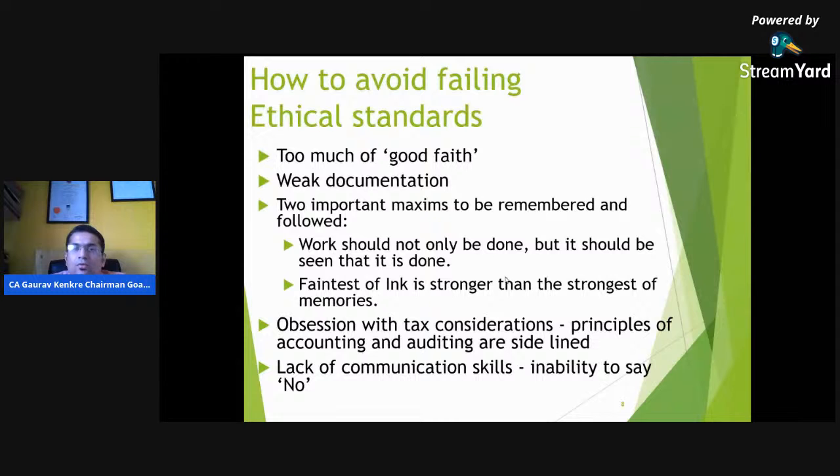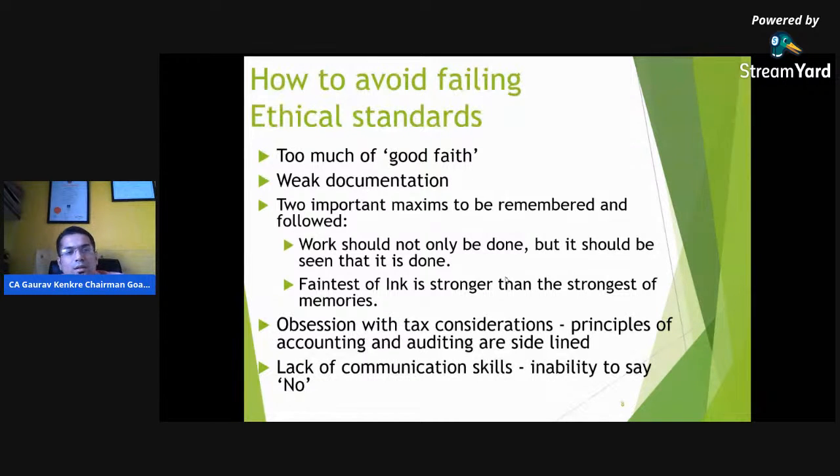There needs to be some level of good faith, but finding the right level of good faith is itself a challenge, because if you rely too much on someone blindly, you may end up doing something which is completely wrong, the opposite of what you should have done. So some level of due diligence, some level of skepticism is required for a professional like a CA.